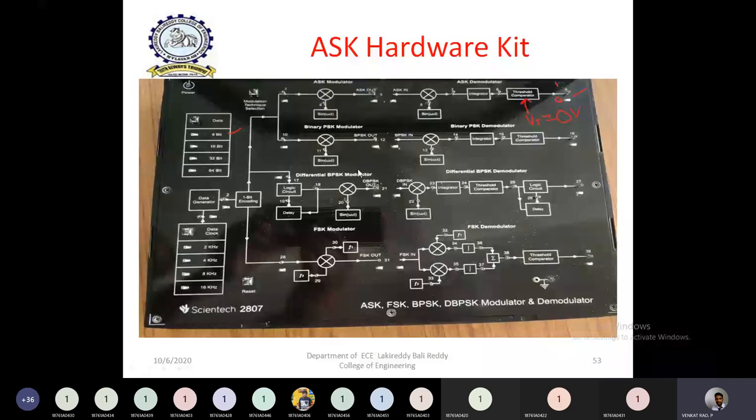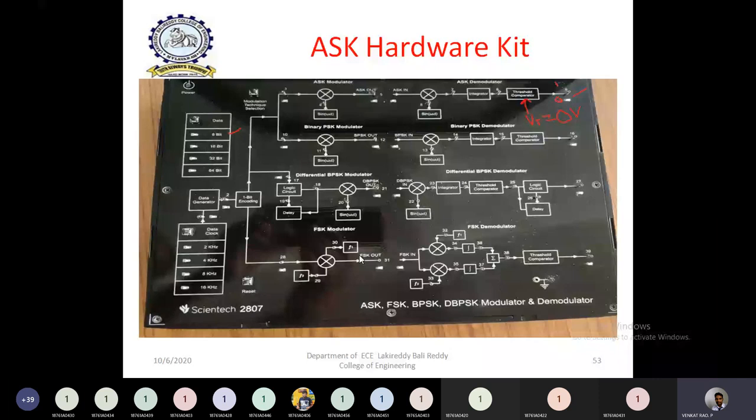Similarly, for other experiments also, there may be a separate kit for FSK, but you can do the FSK experiment using the common kit too. So what I am telling is, you have two different options where you can do an experiment in the hardware laboratory.